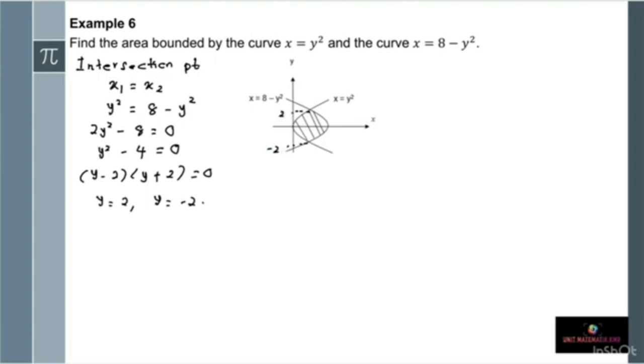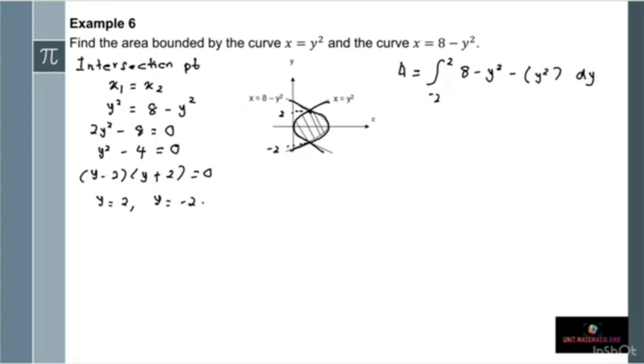To find the region here, the limits of integration are from negative 2 to 2, and we take the right curve minus the left curve. So what is our right curve? Our right curve is this one. So we take 8 minus y squared minus our left curve, which is y squared, dy.